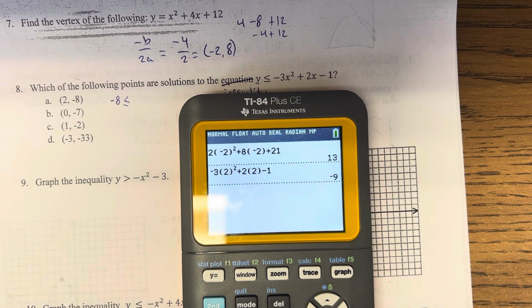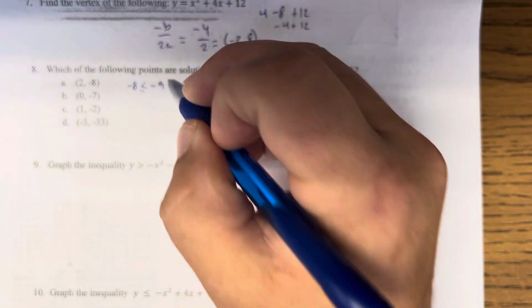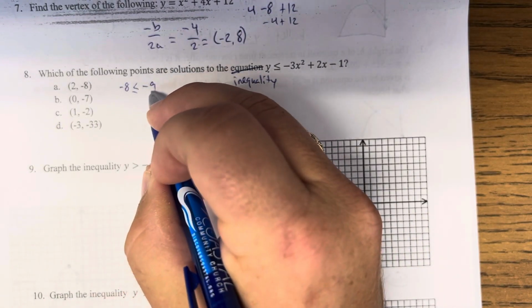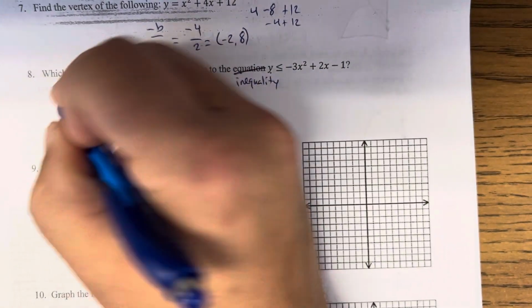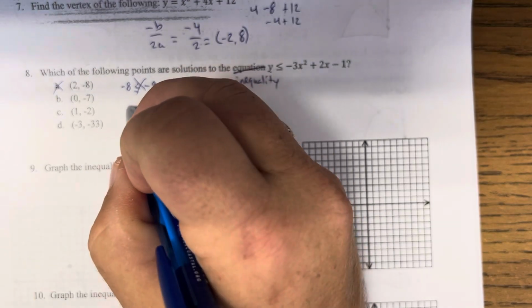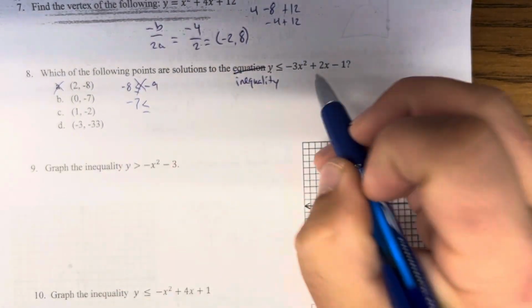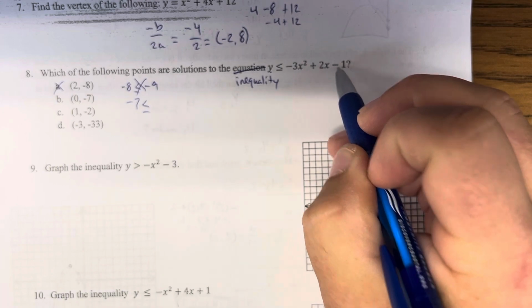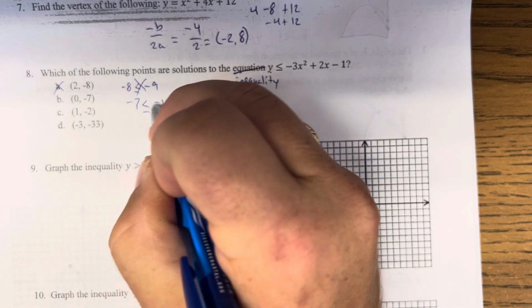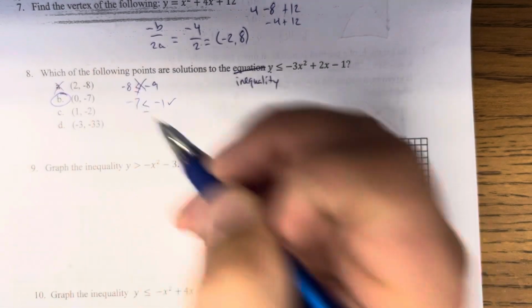And so I'll press enter, we get negative 9. And so is negative 8 less than or equal to negative 9? No, it's not. And so A is not an answer. We'll try B. So negative 7 is less than or equal to. If I plug in 0, that's gone. And I get negative 1. Is negative 7 less than or equal to negative 1? Yes, it is. So that is an answer.